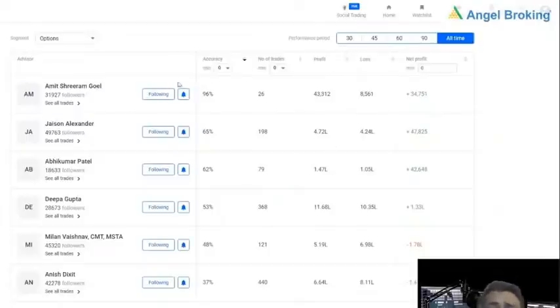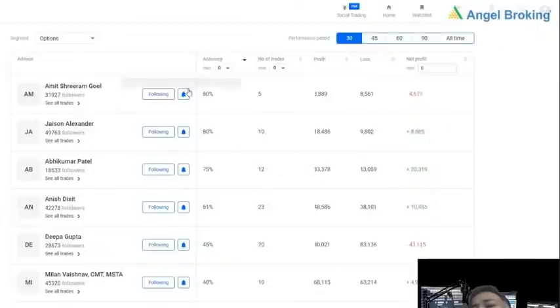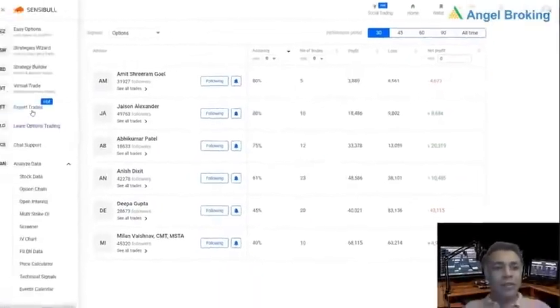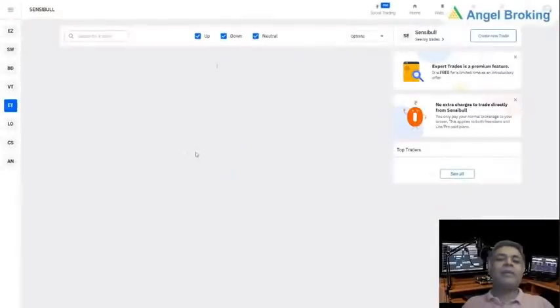trader's accuracy, number of trades they had, how much money they made, how much money they lost in whichever time frame you like, and you can then decide, you know what, I want to follow this guy and get his advice on WhatsApp. So once you click on WhatsApp, we'll ask for your WhatsApp number, and every time this guy publishes an advice, it will come to you directly on your WhatsApp, right?